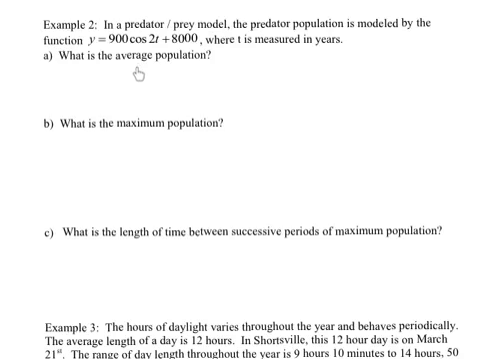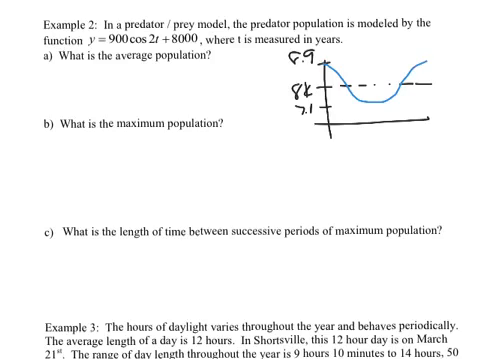The first one is, what is the average population? Well, again, we have a midline. So if we think about this, my midline is 8,000, and that's where the average is. And I'm going to go 900 above and 900 below that. So this is 8,900, and this is going to be 7,100. The cosine curve, if I did a quick sketch of this, starts at max and then decreases and ends up at max again. So we're going to get some information from this.